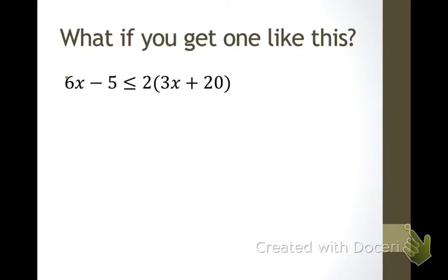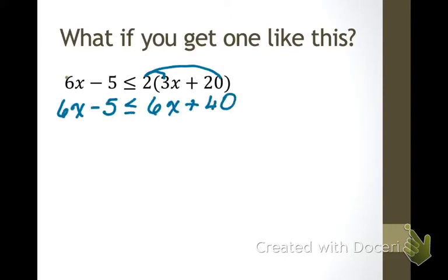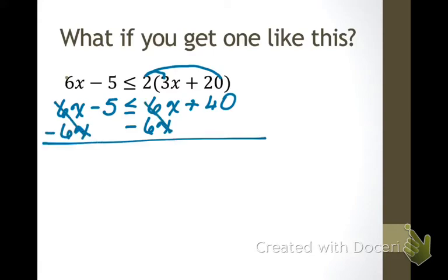Now, what if I get something like this? Well, first, I see some distribution, so we got to take care of that. So then I get 6x minus 5 less than or equal to 6x plus 40. Notice that there's a 6x on both sides of the inequality symbol. Well, I can't have variables on both sides, so I must move them. It doesn't matter which, since they're the same. So I'm going to subtract 6x from both sides. And what I end up with is negative 5 is less than or equal to 40.